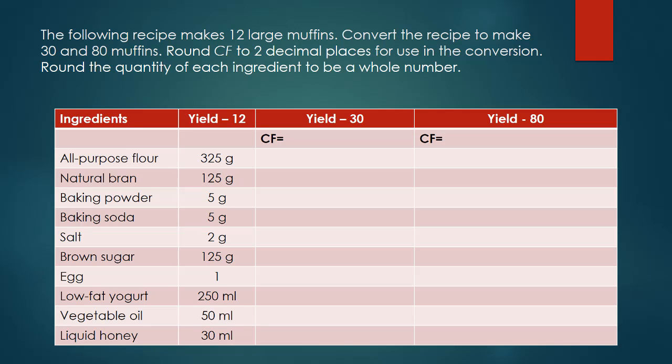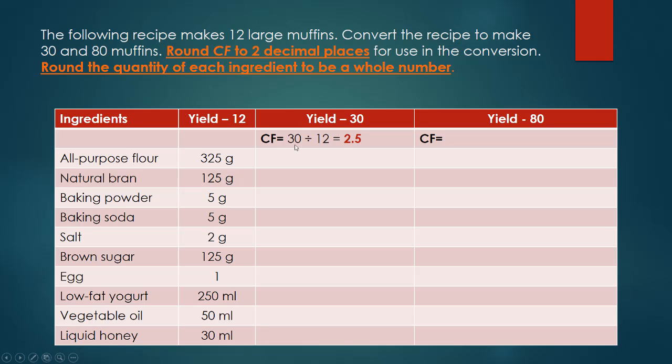The conversion factor is a very simple formula. It's the new yield divided by the old yield. And in our first column that we are looking for answers, our new yield, we want 30 muffins. But our old yield, our original yield, makes 12. So our formula is the new yield divided by the old yield. So it gives us something like this: 30, the new yield, divided by 12, the original or old yield. 30 divided by 12 is equal to 2.5, rounded off to 2 decimal places. Well, we didn't need to do this here.